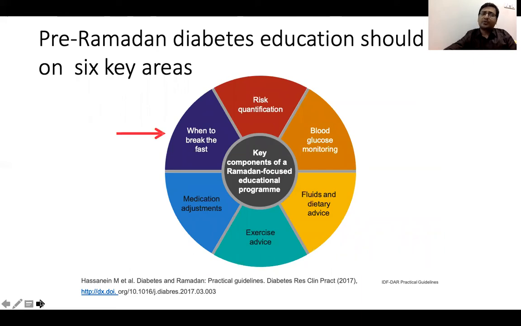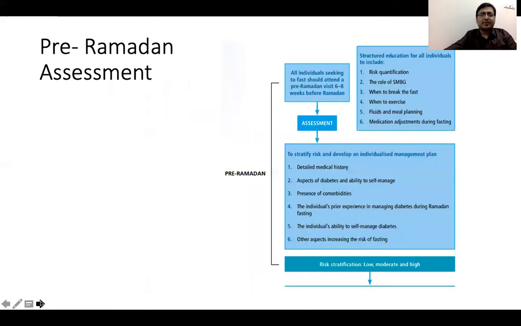Pre-Ramadan diabetes education should be based on several areas. Again, the risk quantification, blood glucose monitoring, fluid and dietary advice, exercise advice, medication adjustment according to the day and night time, when to break the fast. This is a very important thing that you have to assess. And all individuals seeking to fast should attend a pre-Ramadan visit 6 to 8 weeks before Ramadan so that the risk quantification could be done, the detailed medical history, aspects of diabetes and ability to self-manage, presence of comorbidities, the individual's prior experience in managing diabetes during Ramadan fasting, and other aspects which might increase the risk of fasting should be assessed properly.